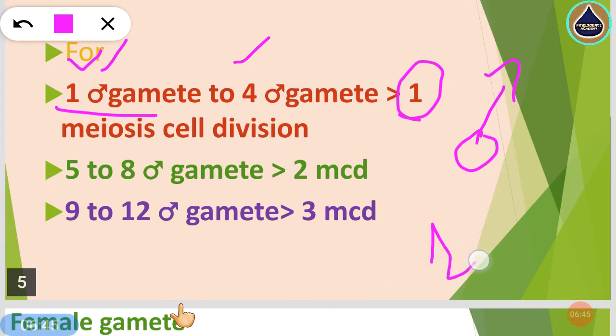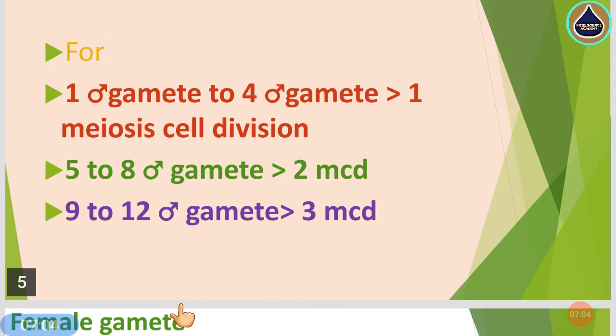It means one meiotic cell division gives 4 pollen grains, and each pollen grain converts into one male gamete. So it means by one meiotic cell division, one pollen mother cell converts into 4 male gametes. Likewise, in the second example, you can see here up to 1 to 4, only one cell division is needed.